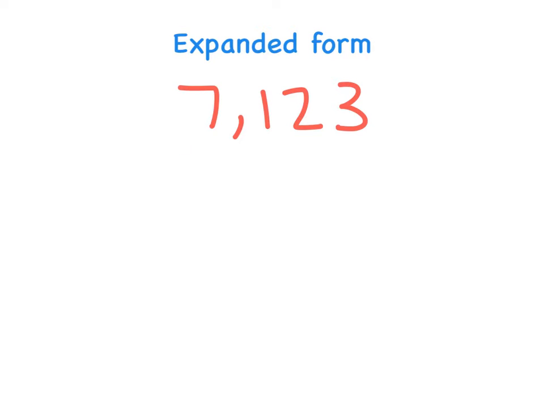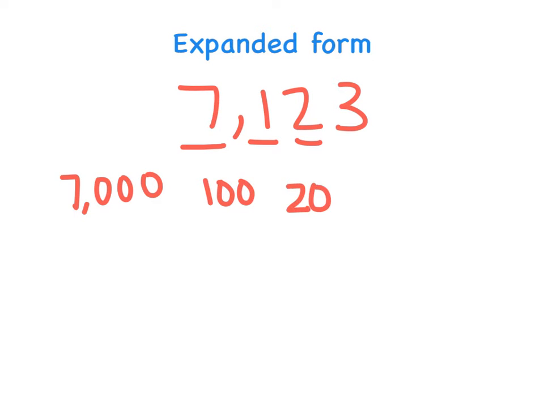For example, 7,123. This first digit here is a 7, and it's in the thousands place, so it's worth 7,000. That's what I mean when I'm talking about value. What is each number worth? This is a 1, and it's in the hundreds place, so it's worth 100. This 2 is in the tens place, so it's worth 20, and this is just a 3.